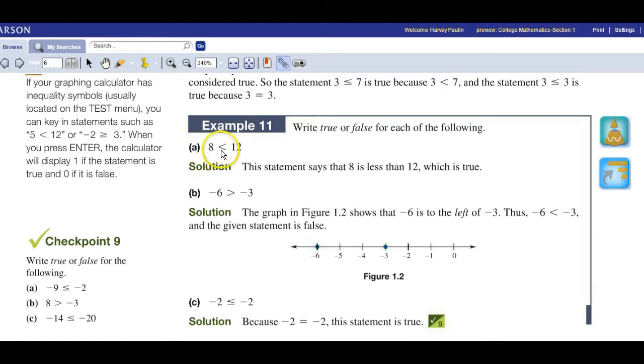So 8 is less than 12 is true, because 8 is to the left of 12. Negative 6 is greater than negative 3 is false, because negative 6 is to the left of negative 3. So that's where it's a little tricky, and you need to be careful of the sign. Now, negative 2 is less than or equal to negative 2 is true, because part of it is true. And that's what we said.